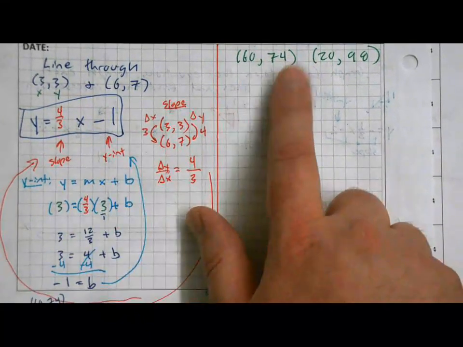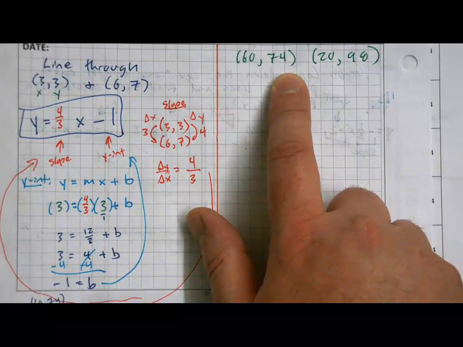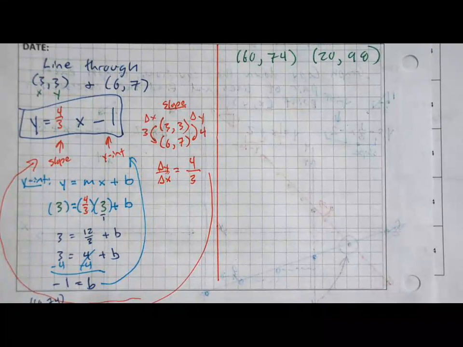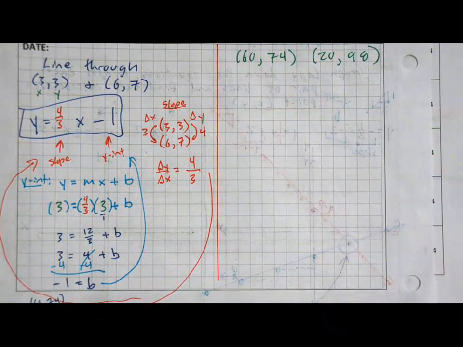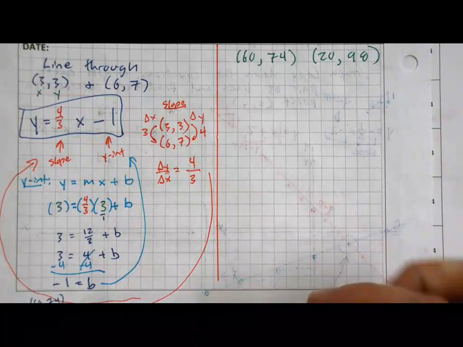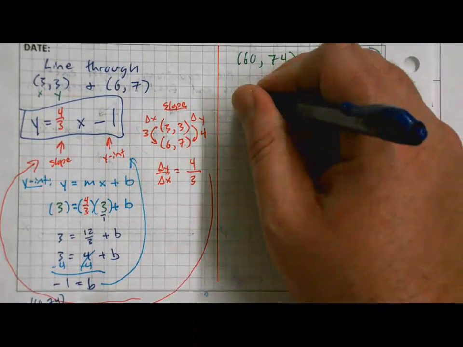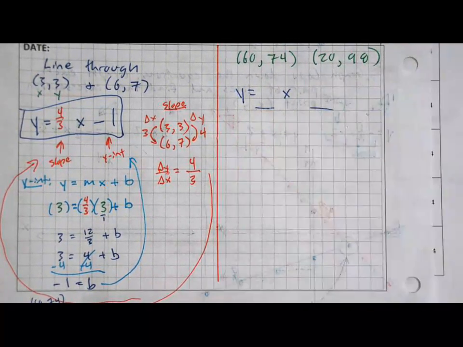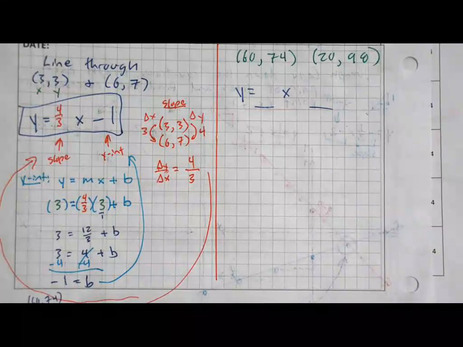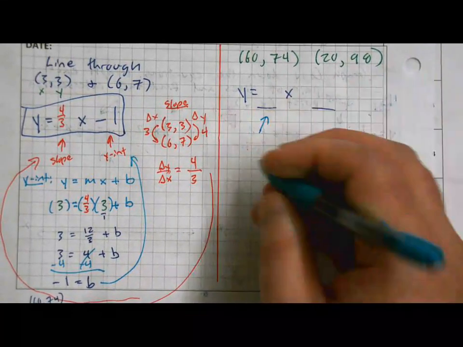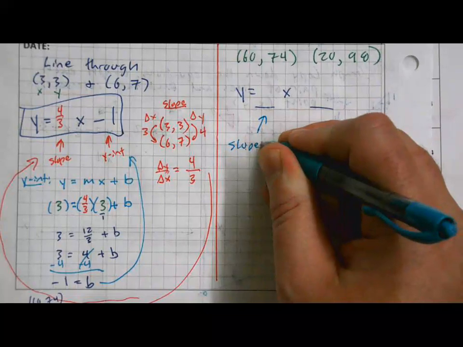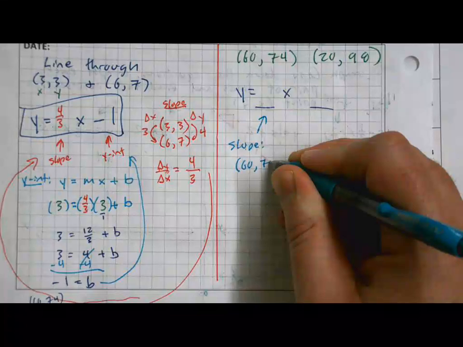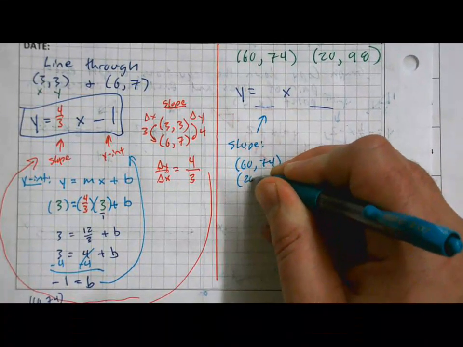So let's do it the way we just did a second ago. We got this. We know how to do this, right? Let's do it. Let's stack those 2 points on top of each other to find your slope, okay? I'm going to start writing my equation down here. Y equals something x something. All right, let's find our slope first. 60, 74, 20, 98.